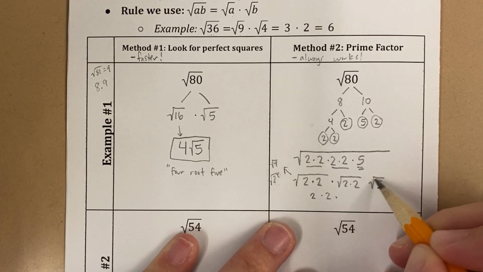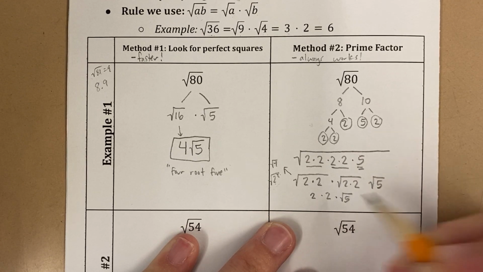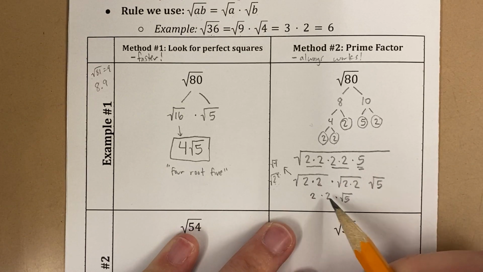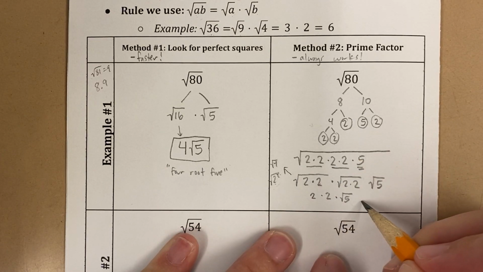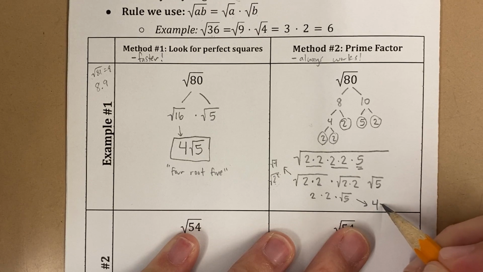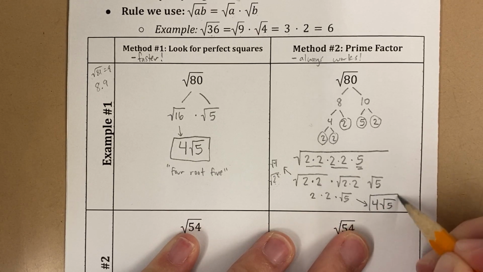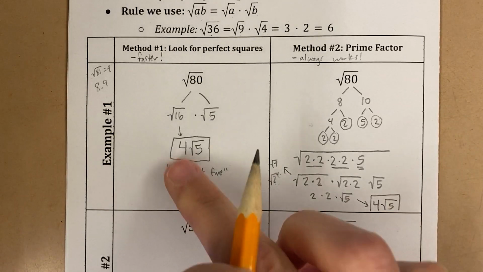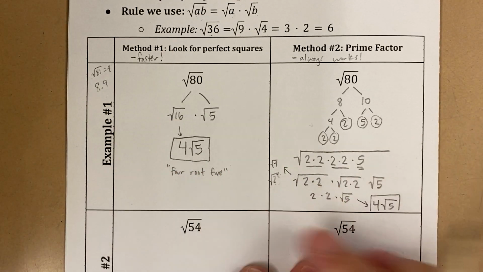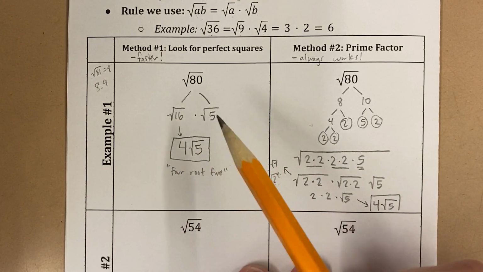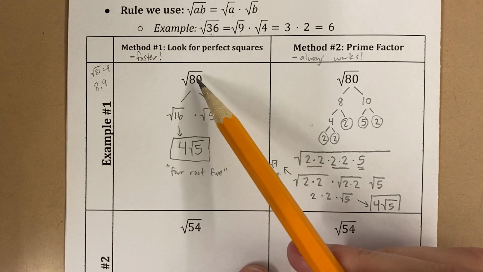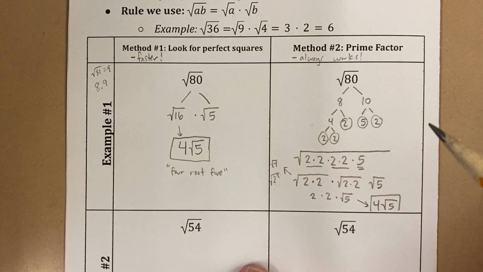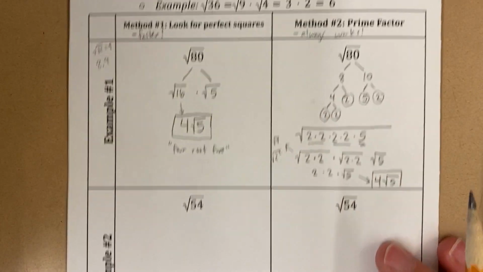And then here, remember, this one doesn't simplify. Okay, so I'm left with 2 times root 5. And that becomes 4 root 5. Notice it's the same answer. 2 different methods, same answer. This one was way faster, but most of you probably don't look at 80 and think, oh, that's the square root of 16 times 5. You just don't think of it. So then you have to do this method.